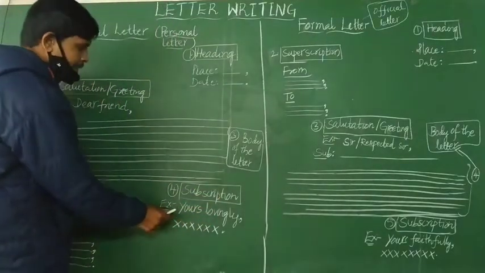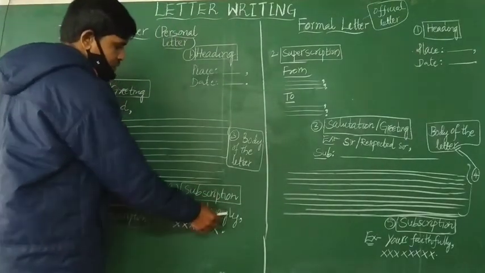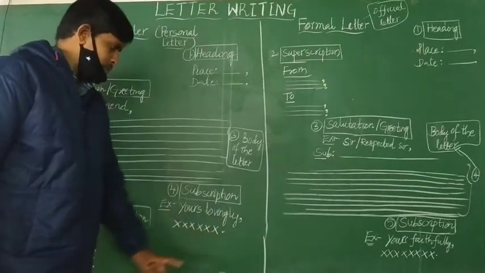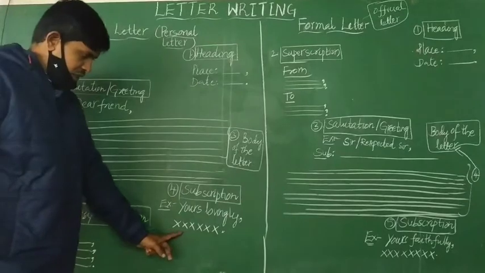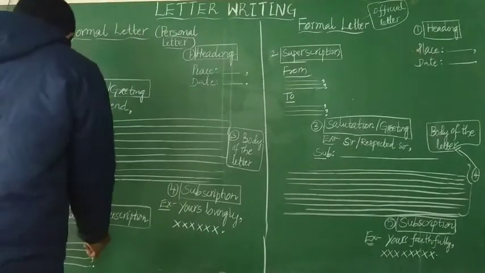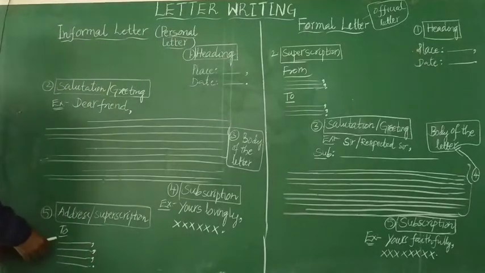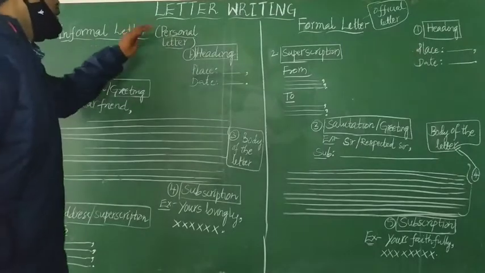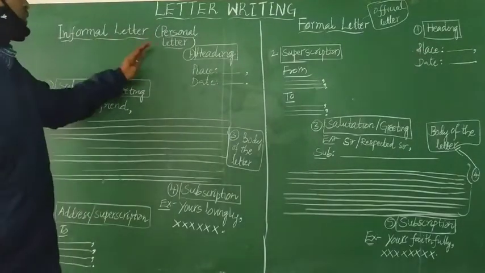Subscription means here yours lovingly, yours affectionately. After the subscription you have to keep a comma. Next, write your name, then keep a full stop. Afterwards, superscription means here the address, to address. After every name we have to keep a comma, and after the last name we have to keep a full stop. This is the format of the informal letter.